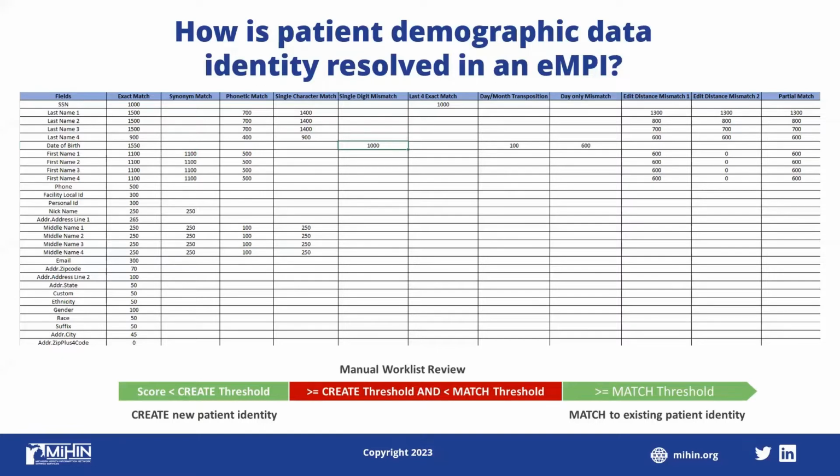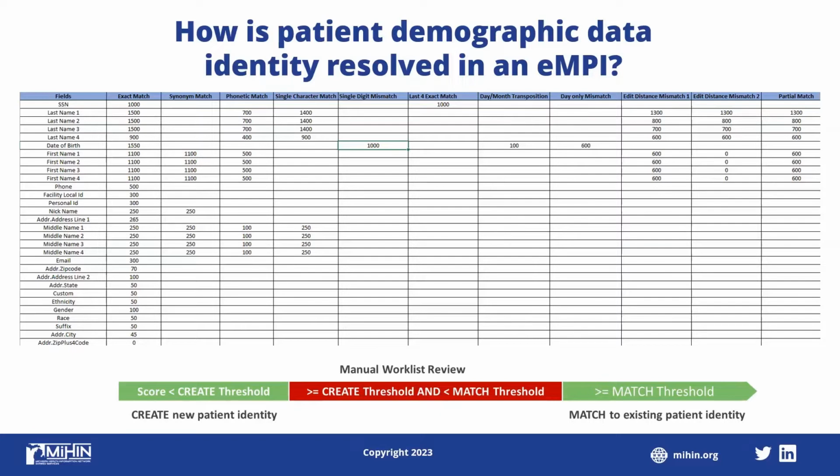And it uses things like SSN or last name or first name or phone number, and it looks in the eMPI to see if it has data that matches the data in the message, and then it scores each field, and it sums the total of the matches, and it ends up with a score that's below our matching threshold and indicates a new patient identity. So it indicates that the eMPI has never seen this patient before, and we're going to create a patient identity using those demographics, and we're going to assign it a brand new common key.